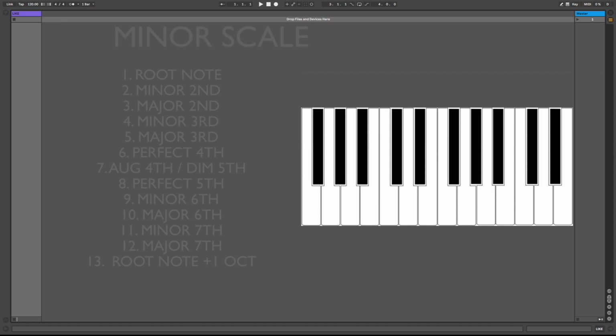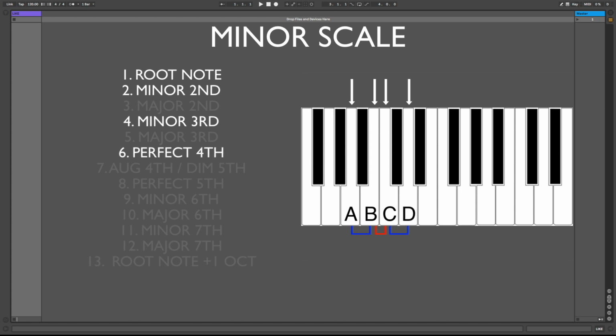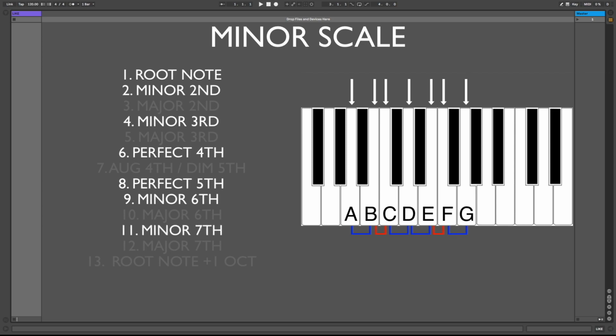Now let me give you the formula for the natural minor scale. The natural minor scale contains the root note, and then instead of the major second, it's the minor second. Then instead of the major third, it's the minor third. Perfect fourth, perfect fifth, minor sixth, minor seventh, and then again the perfect octave back to the root note.